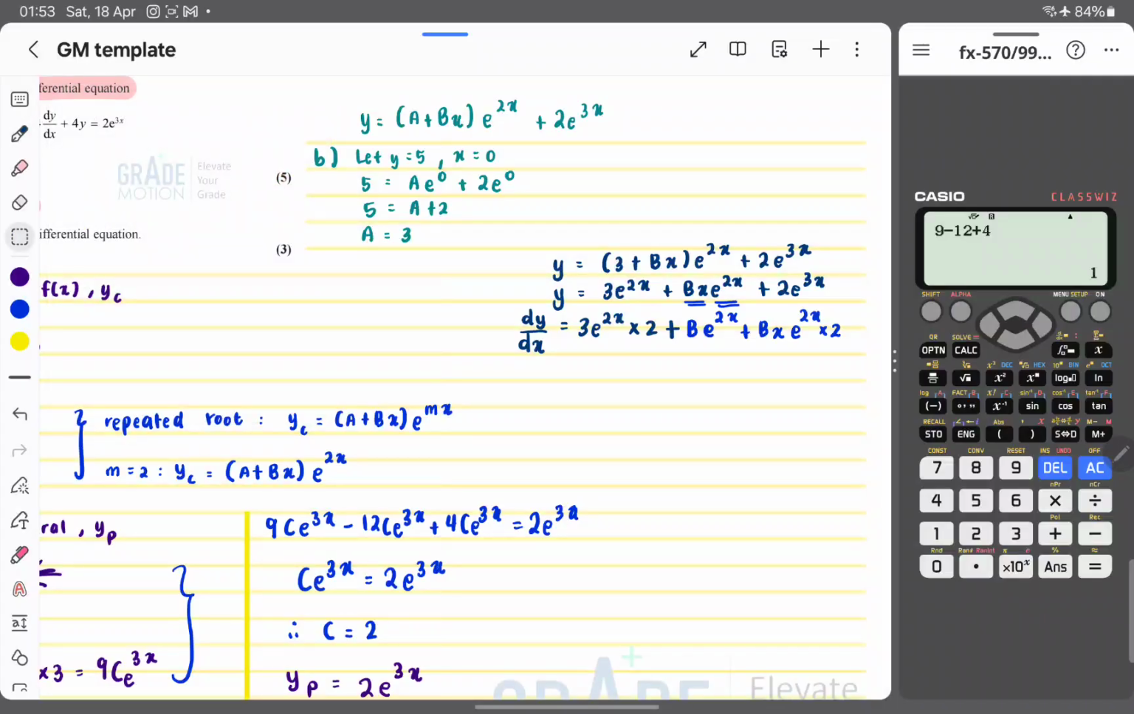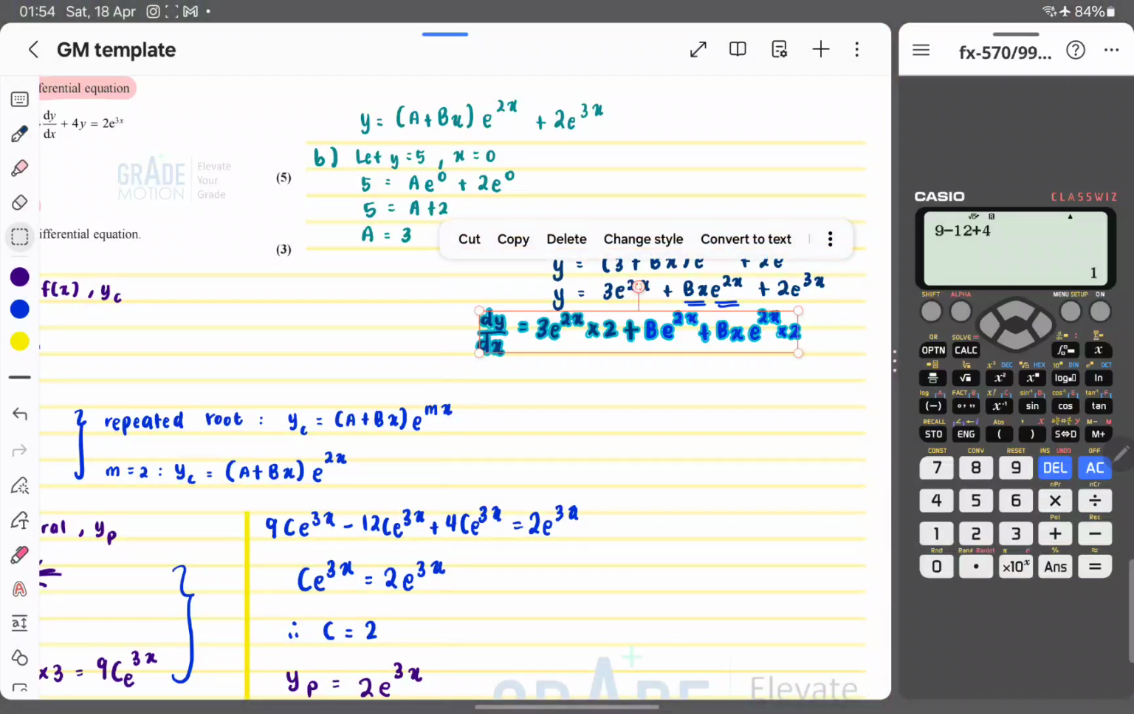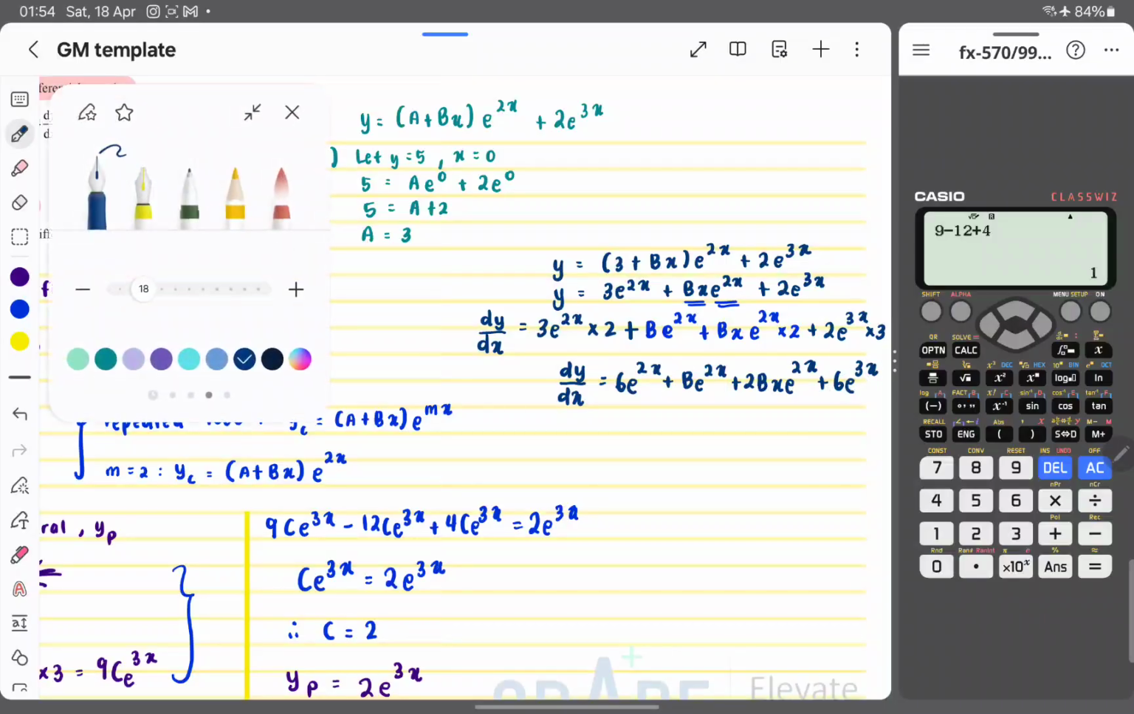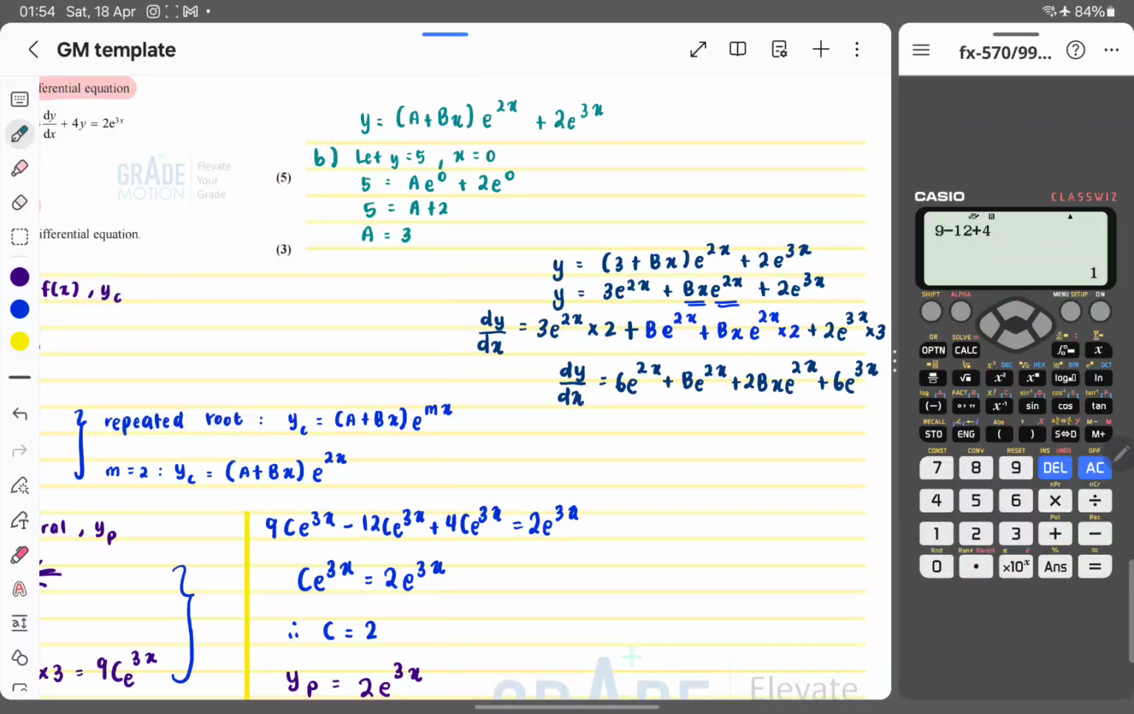Okay, differentiate our last term. We will get 2e^3x multiplied by 3. Let's simplify our equation. You're going to get 6e^2x plus be^2x plus 2bx e^2x plus 6e^3x. Next, we're going to substitute our value.